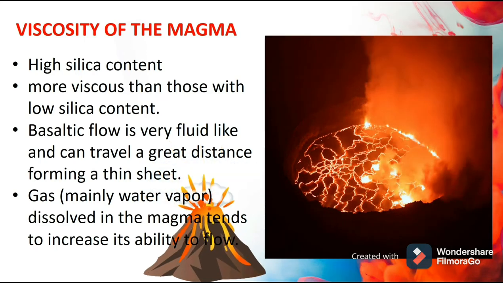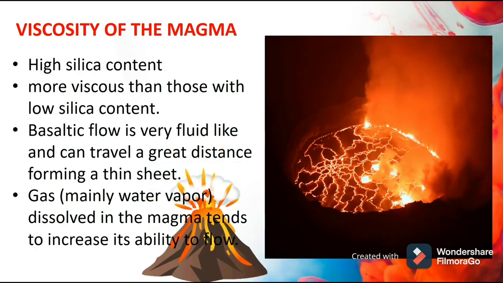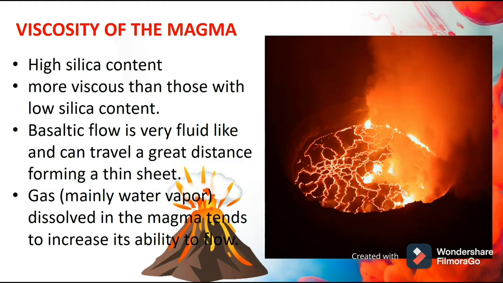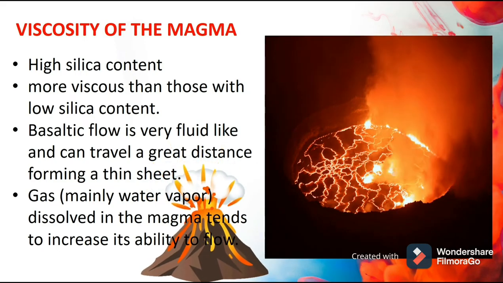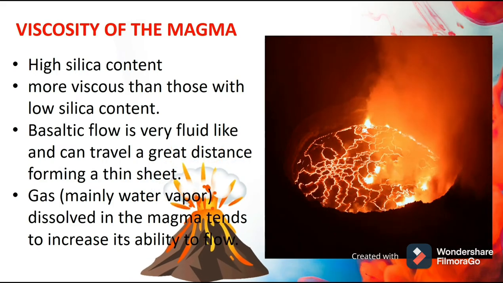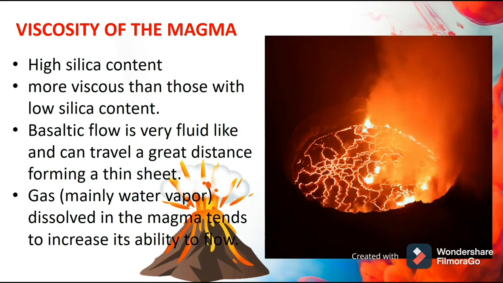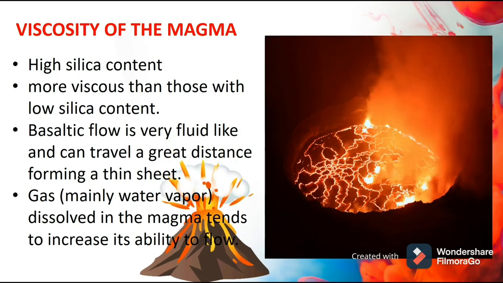Magma with high silica content is more viscous than those with low silica content. The magma that contains less silica is relatively fluid and travels far before solidifying. Basaltic flow is very fluid-like and can travel a great distance, forming a thin sheet. Lava with high silica content is too viscous to travel far and tends to break up as it flows.